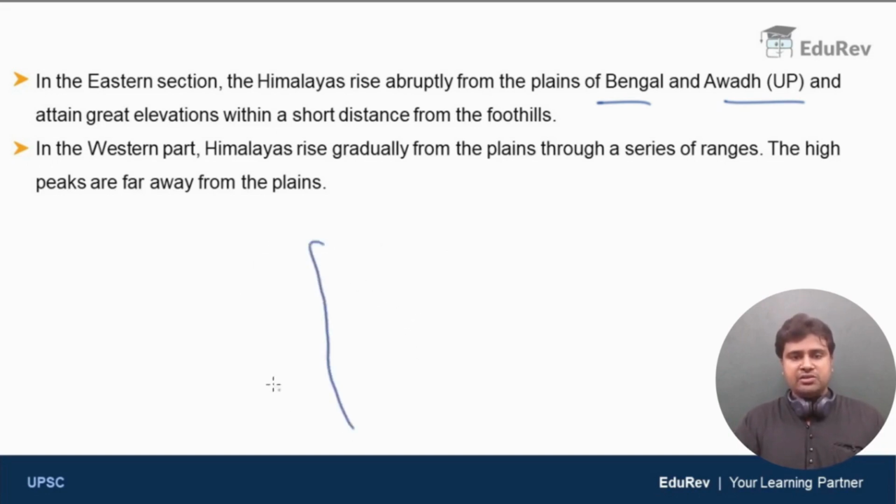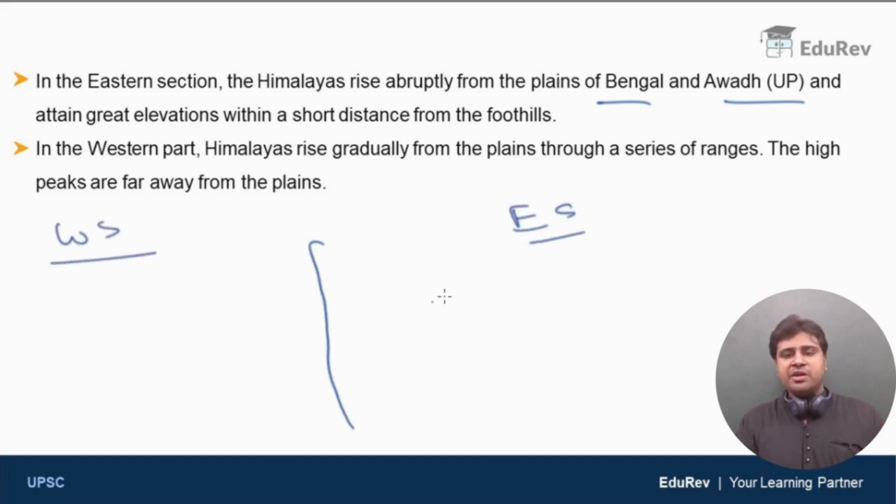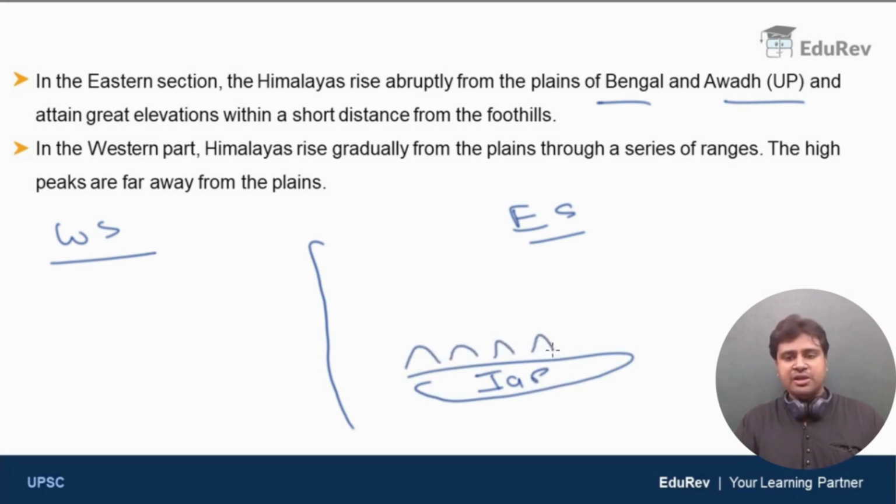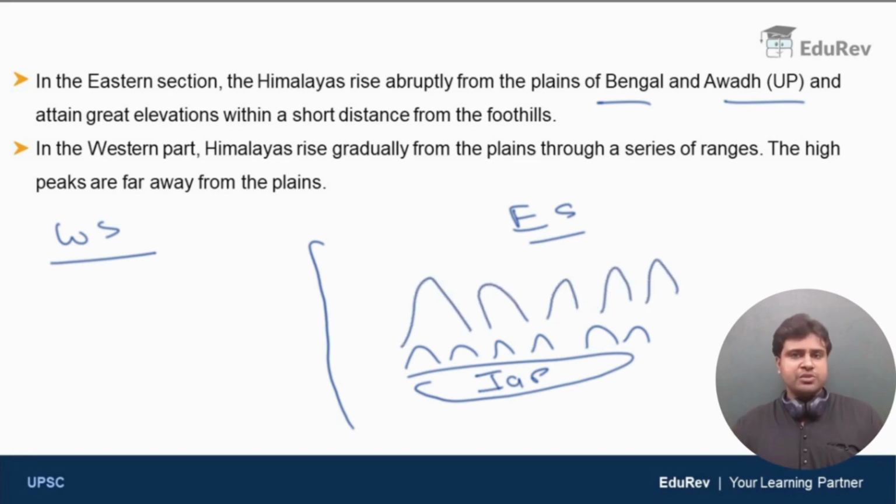So imagine this is the western section and this is the eastern section of Himalayas. So we have divided the Himalayas now into western section and eastern section. So we all know that we have the Indo-Gangetic plain, and above the Indo-Gangetic plain you have the Shivaliks or the outer Himalayas, and very close to the Shivaliks in the eastern section you have high peaks. So mountains which are more than 6,000 meters, 7,000 meter or 8,000 meter high.